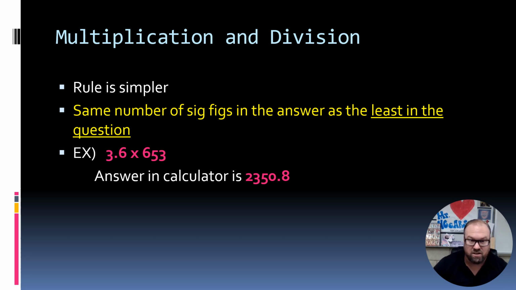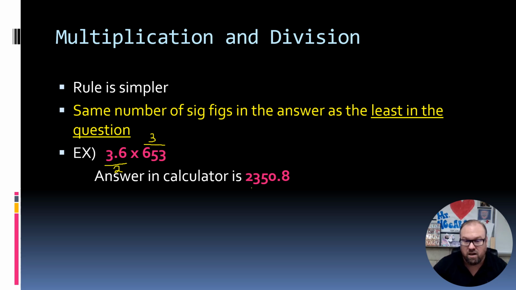Now, here's what you do. You're going to look at each number and count the sig figs. So 3.6 is how many sig figs? Because they're all non-zeros, this would count as 2 total sig figs. Then we look at 653 as a unique measurement, and because all the digits in 653 are non-zeros, they count as 3 sig figs. Which of those numbers is fewer, 2 or 3? The answer is 2.